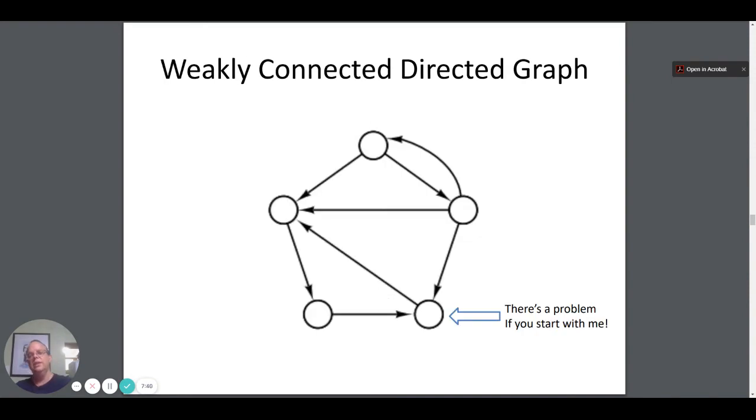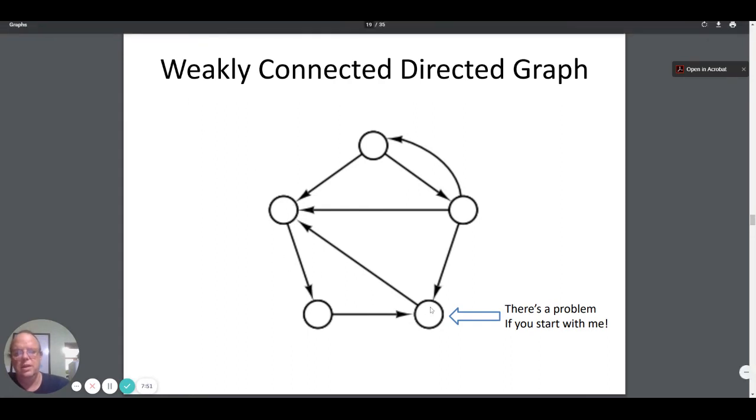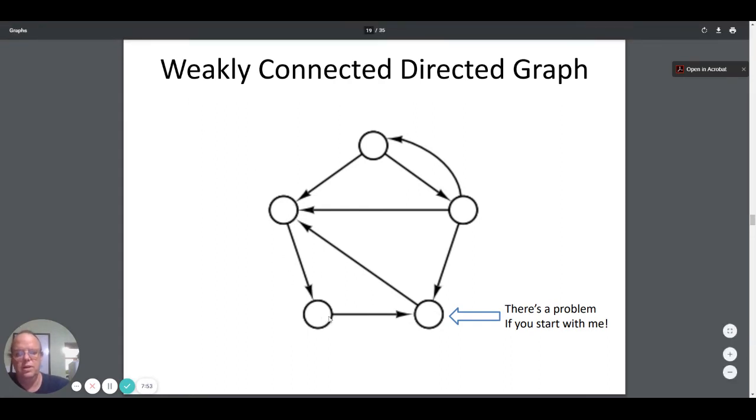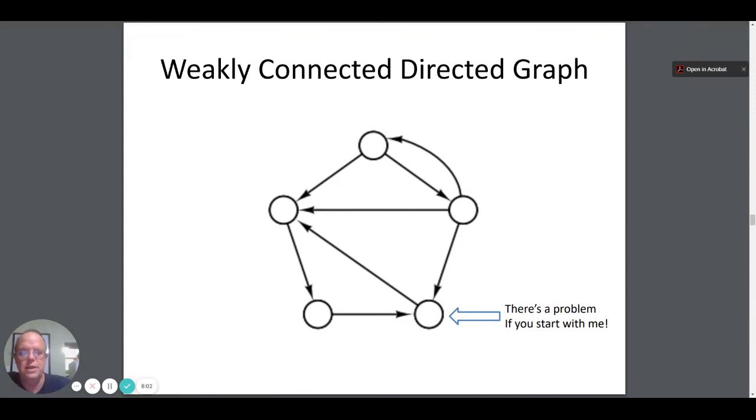This one is weakly connected. Basically, there's a problem if you start in the lower right, because you end up in that cycle that covers these 3, 1, 2, 3. And you can't get out of that cycle to visit the upper 2 and the upper right. But if you imagine that you suppress the direction of the arrows, then that becomes a connected undirected graph, and so this one ends up being weakly connected.